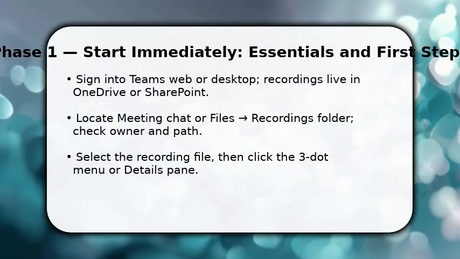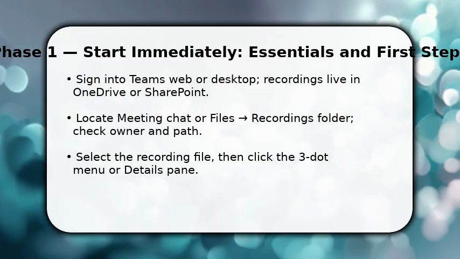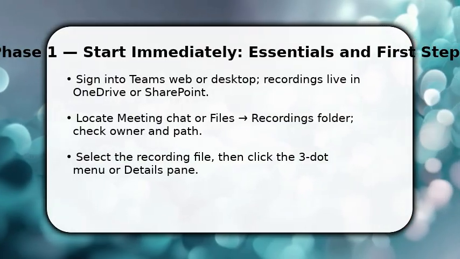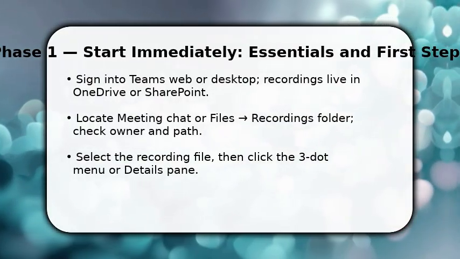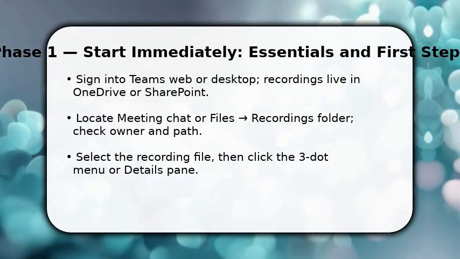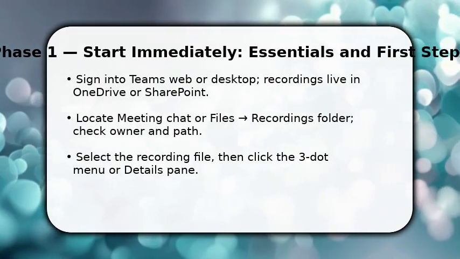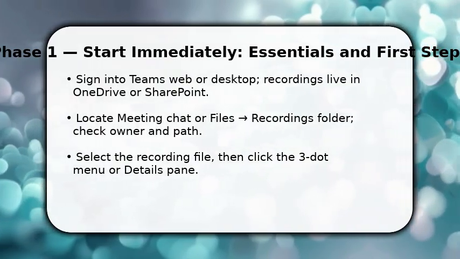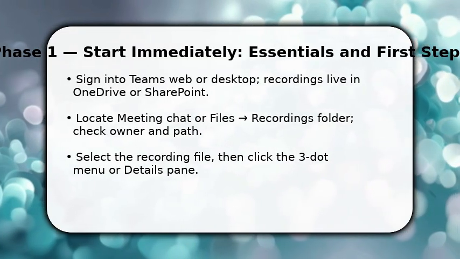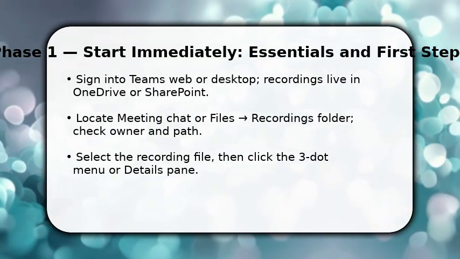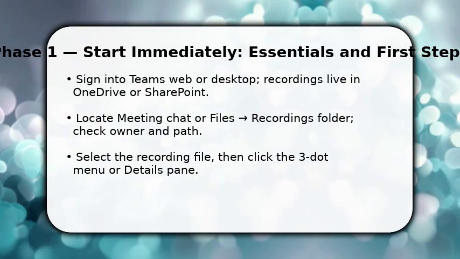You start by opening Teams where the recording is stored, usually OneDrive for personal meetings or SharePoint for channel meetings. Once signed in, go to the Meeting Chat or Files tab and find the Recordings folder. Click the specific recording to reveal controls, then choose the three-dot menu or open the Details pane. This exposes file metadata and sharing options.